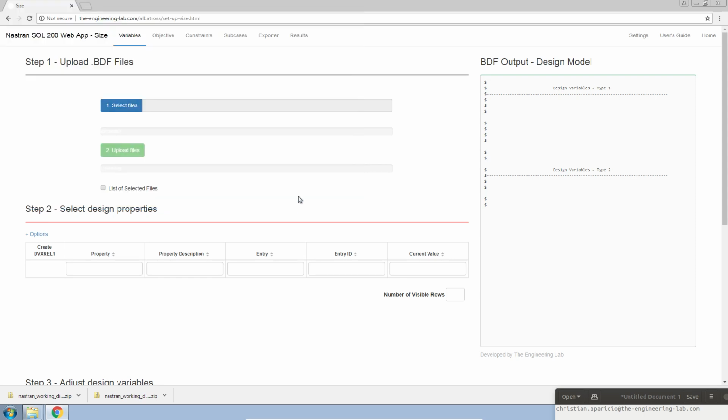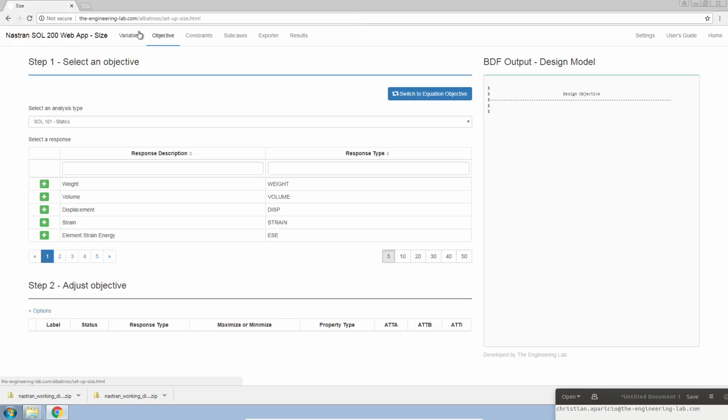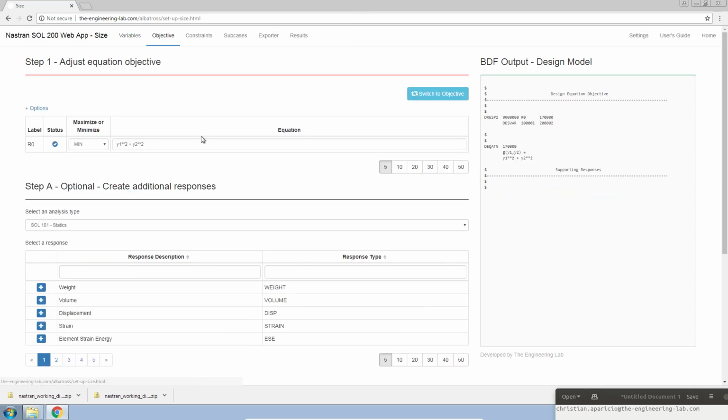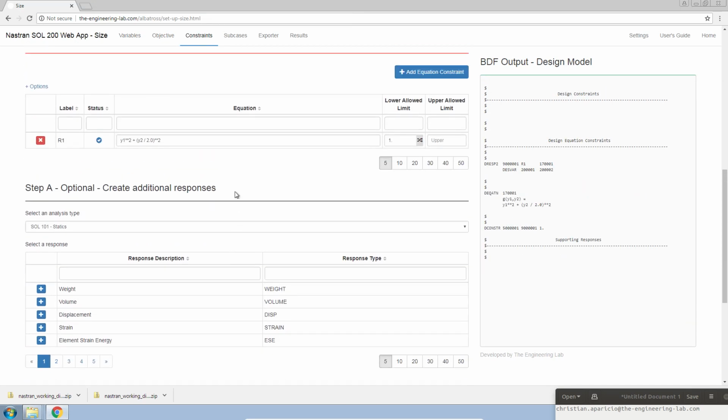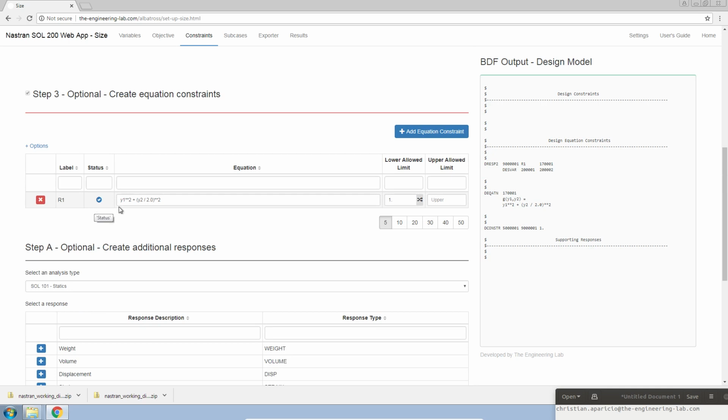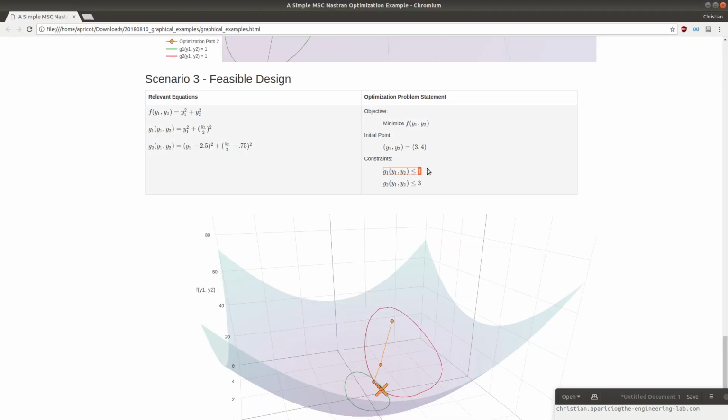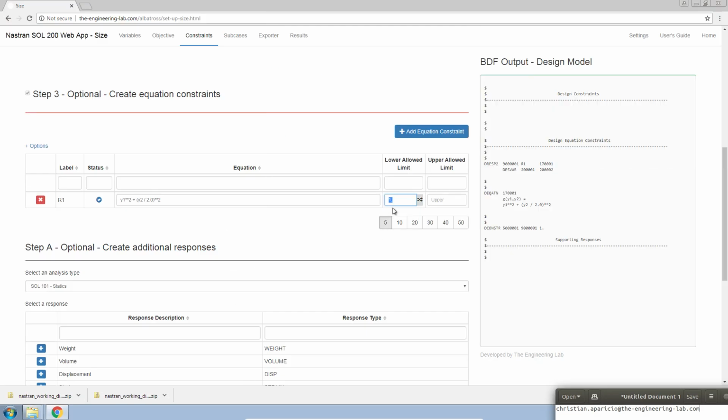You'll see that I already have my equation objective defined. I already have my equation constraints defined, so that's here. Now, this expression, R1 if you will, is my G1 function. We're saying that y1 squared plus (y2 over 2) squared should always be greater than 1. If you look back at the plot, the upper bound is actually a value of 1. So let's go ahead and delete this one and move it to the upper bound. So this equation should always be less than 1.